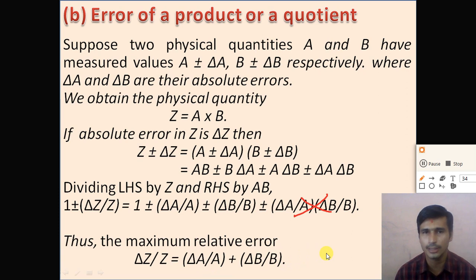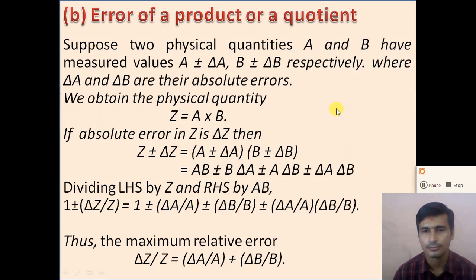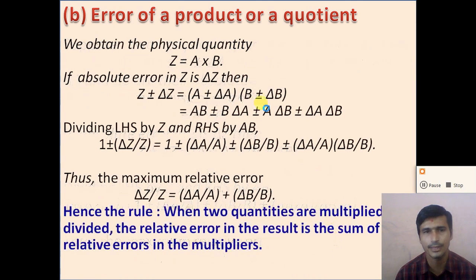So, when two physical quantities are in a multiplication, the maximum relative error in the final result is the sum of the individual relative errors. Similarly, in the quotient also, when two physical quantities are in a division, the maximum relative error is the sum of the individual relative errors, right?